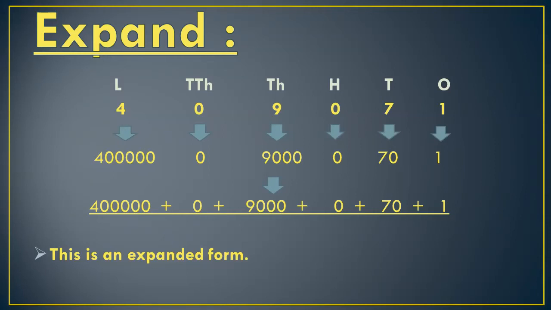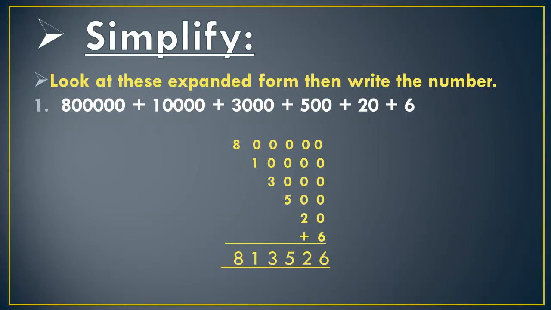I can write it even without 0. So I skip writing the 0. I simply go to 4,09,000 plus 70 plus 1. I don't write the 0. So even this can be written as the expanded form of this number. Move to next. Next one is, look at this expanded form, then write the number.